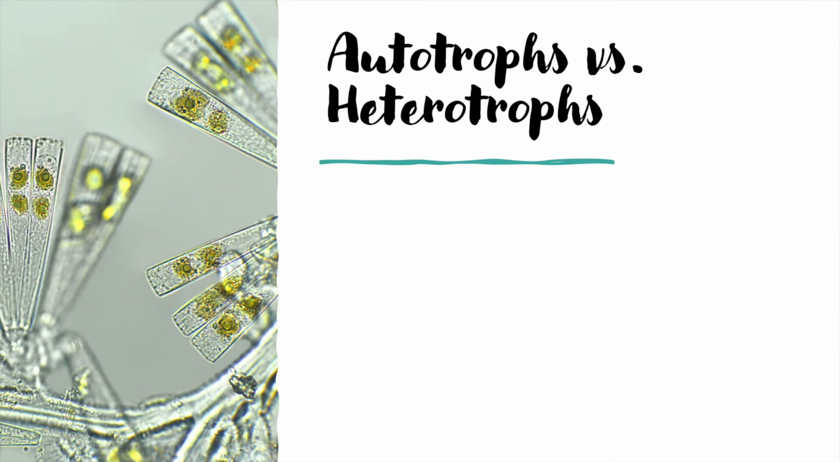Now let's talk about the difference between autotrophs and heterotrophs. Plants are autotrophs because they produce their own fuel. They are known as producers. Photoautotrophs are organisms that use light as their energy source to manufacture organic compounds for their fuel. These include plants, algae, and cyanobacteria.